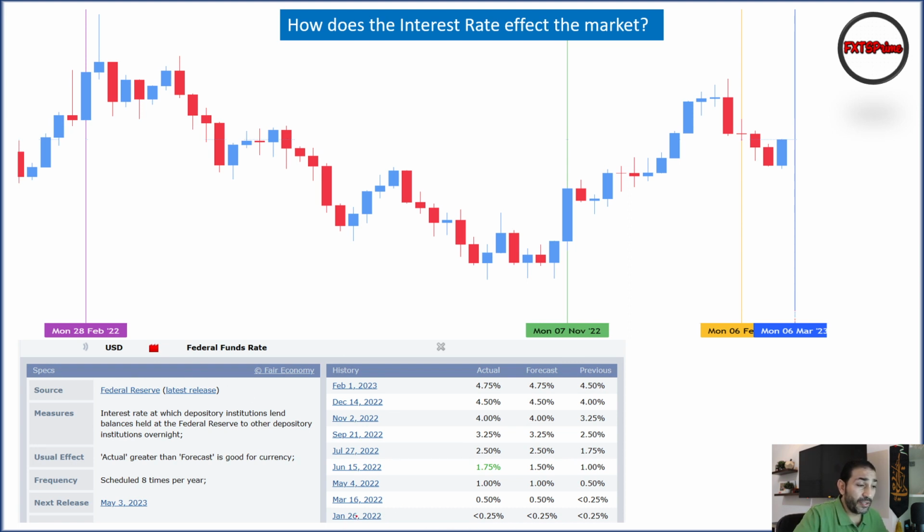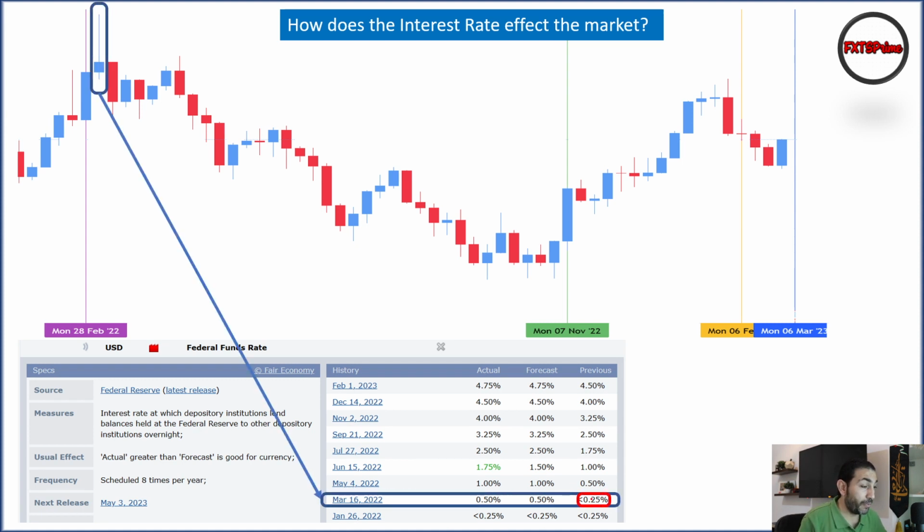So in January 2022, here in February, we started to see an increase by 25 points. It was 25 and they increased it by 25 points, so it became 50. That is the start of the increase. So when the central bank starts to increase the interest rate, that is where the prices started to go down, trending down. And that happened over almost 9 months.